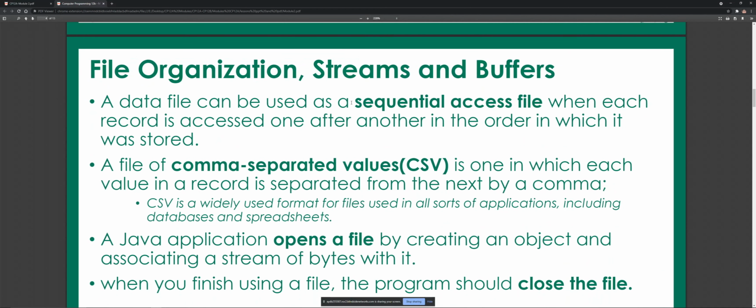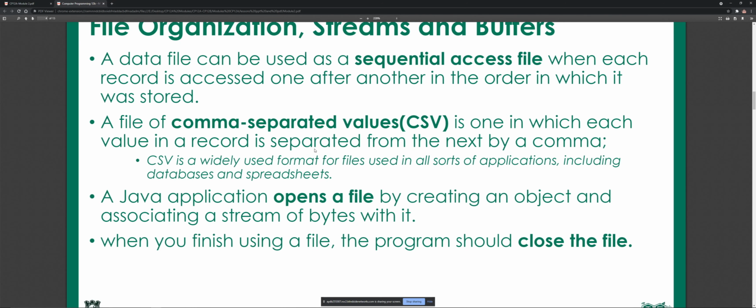So, a data file can be used as a sequential access file. Pag sinabi kasi nating sequential, from the word itself, sequence, it will now follow a specific sequence. Okay? When each record is accessed one after another in the order in which it was stored. A file of what we call CSV or comma-separated values is one in which each value in a record is separated from the next by a comma.